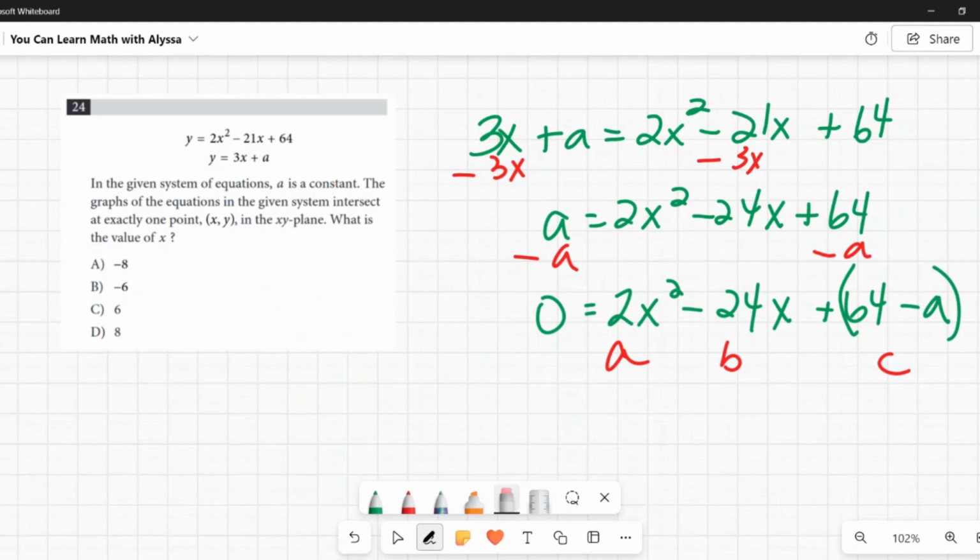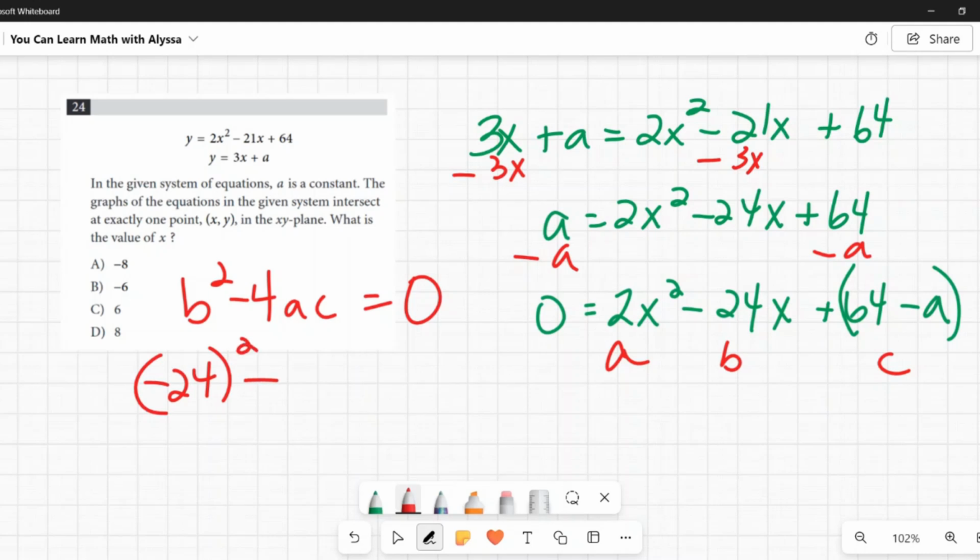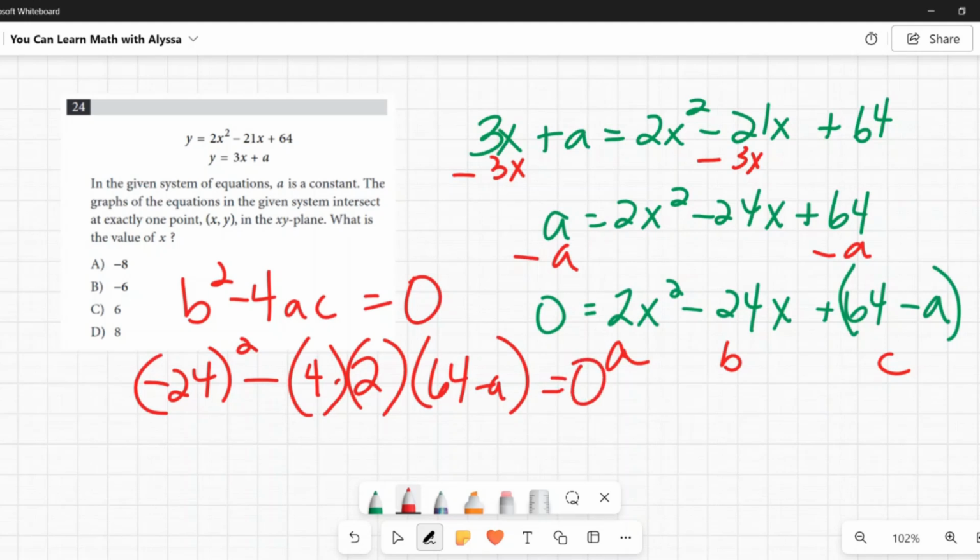Okay, so now they're saying I want to put this in here, b squared minus 4ac is equal to 0, and then solve for it. So b squared minus 4 times a times c has to equal 0 for there to be only one solution. My b is negative 24, so negative 24 squared minus, parentheses, 4 times my a, which is 2, and my c is 64 minus a. So I'm going to put all of these in parentheses, and that's all equal to 0.